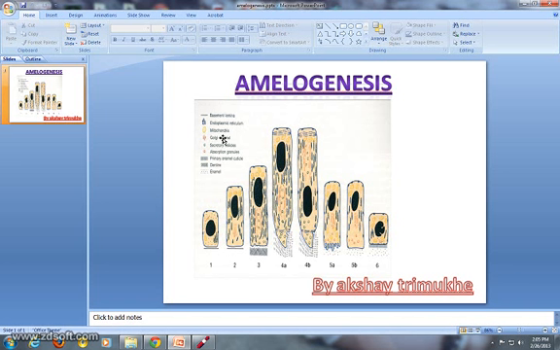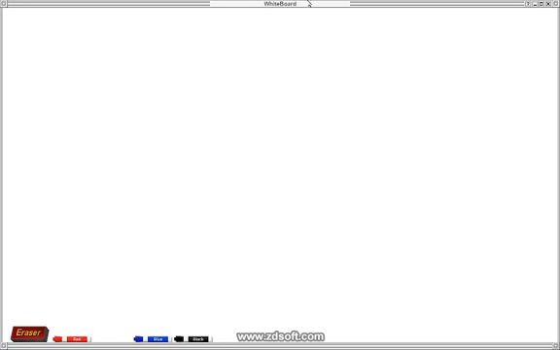Today we are going to start with an important topic of dental histology, that is amelogenesis. So what is amelogenesis? Or define amelogenesis. Amelogenesis is nothing but a physiological process of formation and maturation of enamel. So amelogenesis is basically formation and maturation of enamel. So that is amelogenesis. Now we are going to start with our whiteboard lecture.